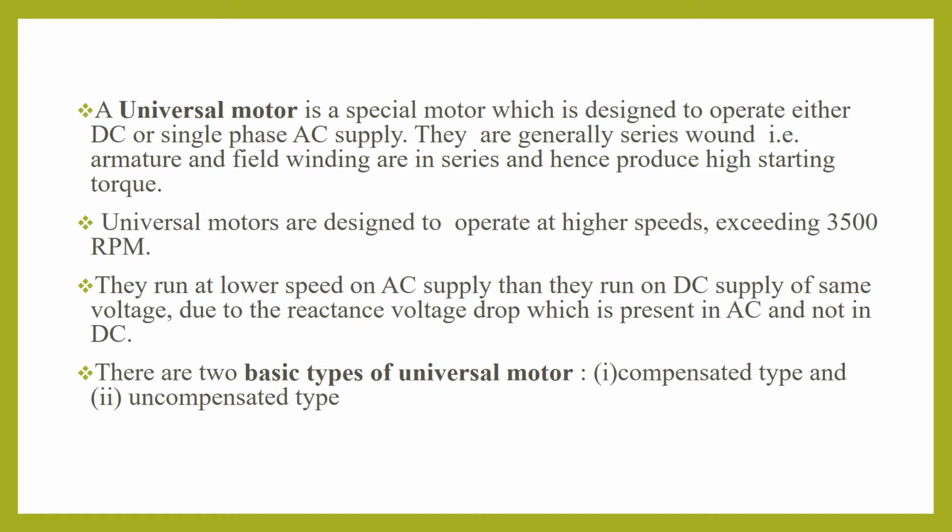So what is the main comparative statement between the DC series motor and the universal motor? This universal motor is similar to a DC motor. You can say a DC series motor is similar to a universal motor, but a slight modification is made. What is the modification? We have a compensating winding that is placed in series with the armature winding, and it is connected in the stator of your motor.